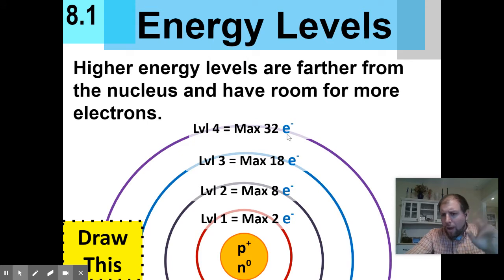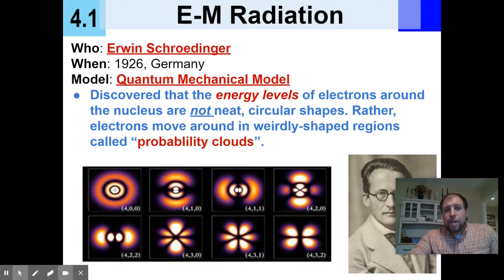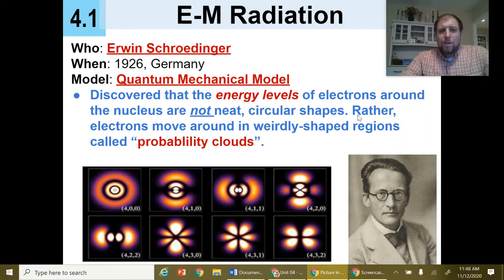Okay? Now, while Niels Bohr's model did do a lot to explain the behavior and characteristics of atoms and how they behave chemically, they didn't explain everything. And there were a few pressing questions that just could not be answered until this gentleman named Erwin Schrödinger came along, right? Erwin Schrödinger, all right, 1926 Germany. He invented the quantum mechanical model. He discovered it, all right?